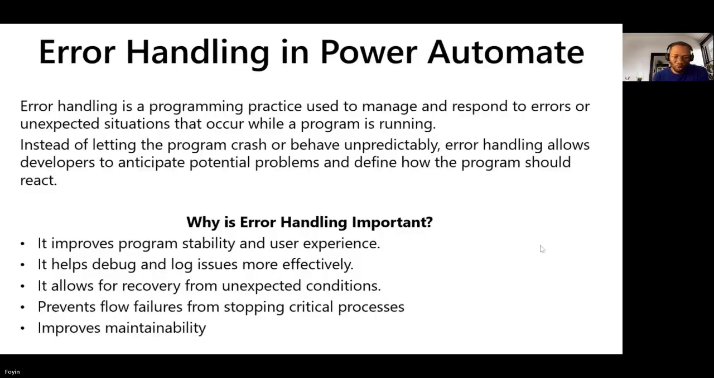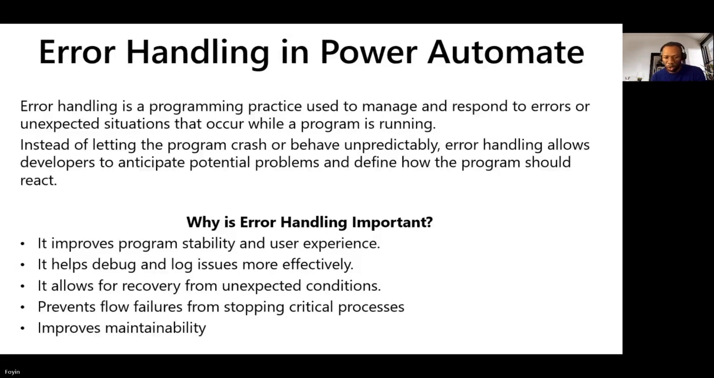It also helps you to debug and log issues more effectively. So you can easily debug and log those issues that have occurred. You can create a log to record the errors that have actually occurred. And it also allows for recovery from an unexpected condition. So in case there is an unexpected error, it helps you to recover, and you can then proceed to the next actions rather than halting the whole Power Automate flow. Then it prevents flow failures from stopping critical processes.